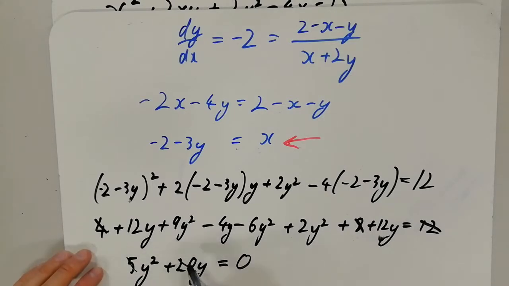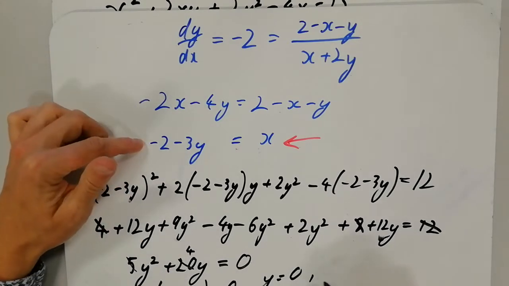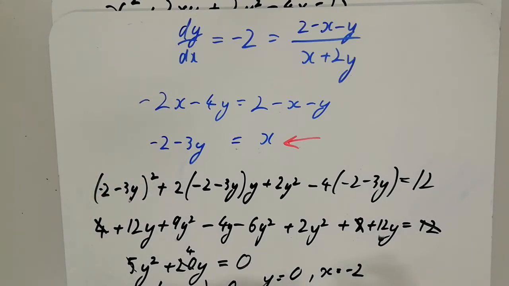Dividing through by 5 and pulling out the factor of y, I can see that I get y values of y equals 0 and y equals minus 4. Substituting those in here, that will give me x equals minus 2. That one into there, 12 take away 2 is 10. I've got my 2 coordinates.